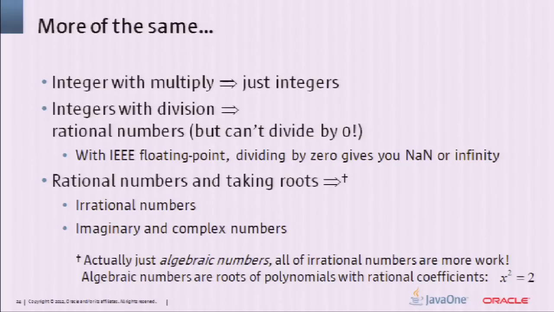We start out with multiplication of integers. Again, that gives us just integers, but then when we add a division, what happens? Lots of complicated things happen. Now we have to have rational numbers, fractions. But even there, we still can't divide by 0.